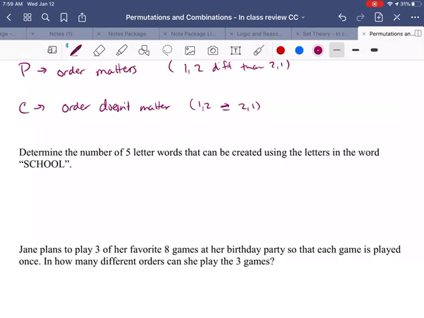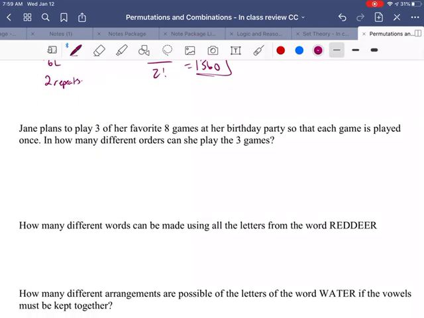Determine the number of 5-letter arrangements or words that can be created using the letters in the word school. So there's 6 letters, but there's 2 repeats. So what you're going to do is 6 factorial over 2 factorial. And if you work that out, you get 360.